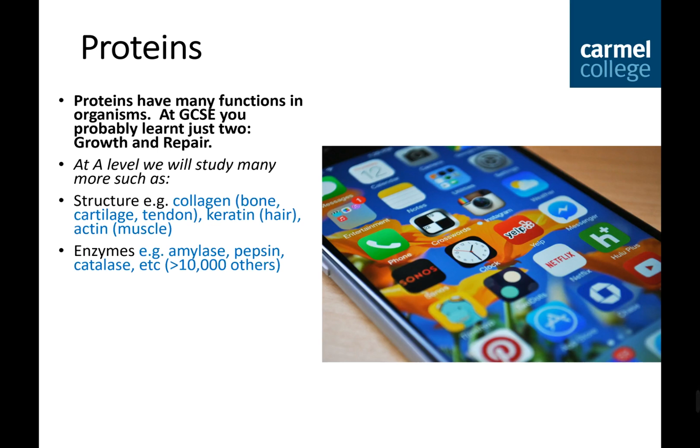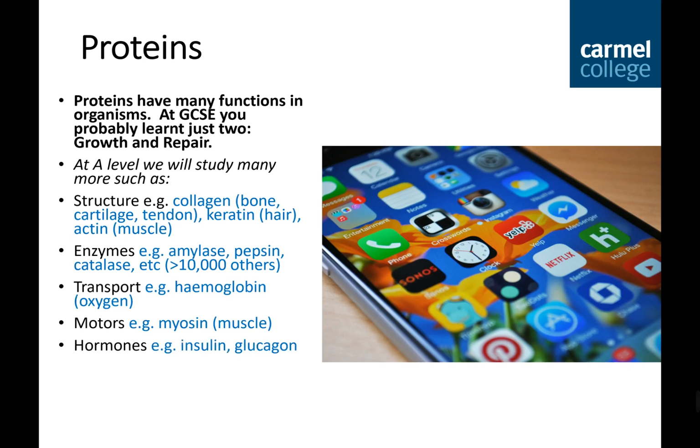Enzymes are proteins you will have heard of at GCSE. Amylase, pepsin, catalase, they're enzymes you might have heard of at GCSE. There are over 10,000 other enzyme proteins out there that can perform a whole range of reactions within your body. Transport as well, hemoglobin, that substance in your red blood cells that transports your oxygen, that's a protein. Motors, myosin is a protein found in your muscle. It acts as a motor to help contract your muscle. Hormones, insulin, glucagon, hormones that regulate your blood glucose levels.